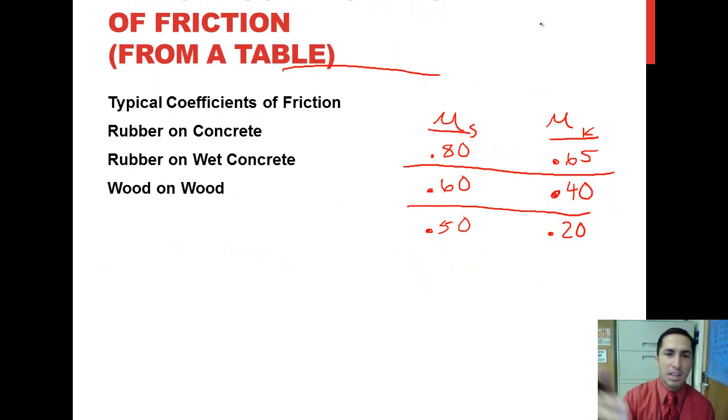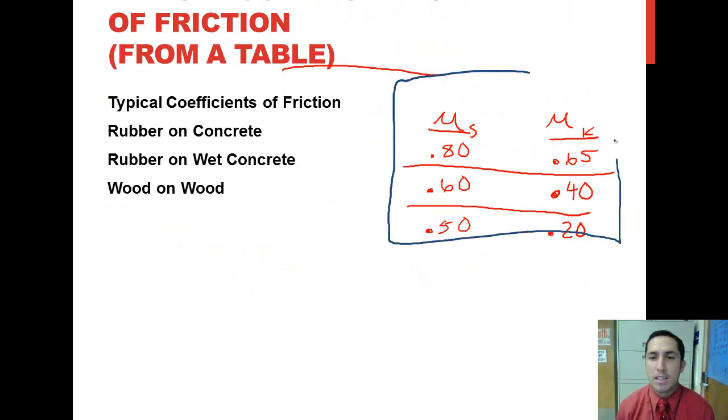Here's a table. If you're doing friction problems, you may see a table like this on your test. It'll be in a box. Sorry, this is kind of ugly. I didn't think I was going to use it, but I'm using it. You'll see a box with stuff. For example, it says rubber on concrete. The coefficient of static friction is 0.8. Your coefficient for kinetic friction is 0.65, and rubber on wet concrete, that's your mu k values to use if you need to.